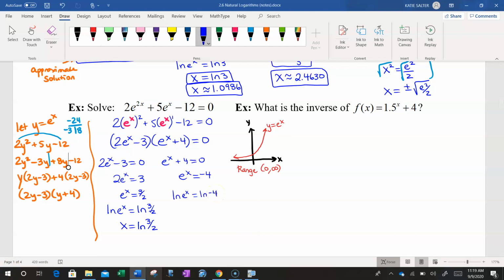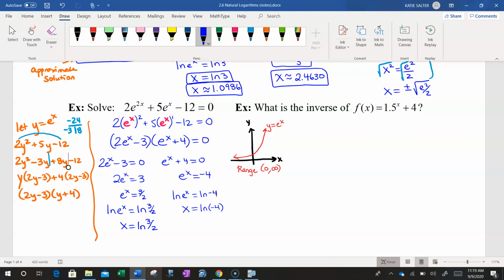So we have the natural log of e to the x equals the natural log of 4. So on the left, that just gives us x. Well, then you have the natural log of negative 4. And we also know that's not possible. We can't take the log of negative numbers or 0.